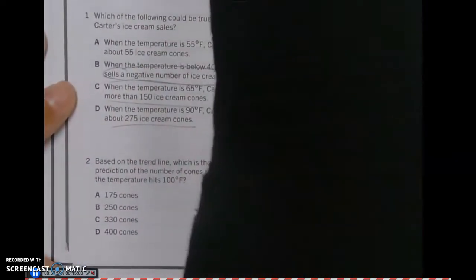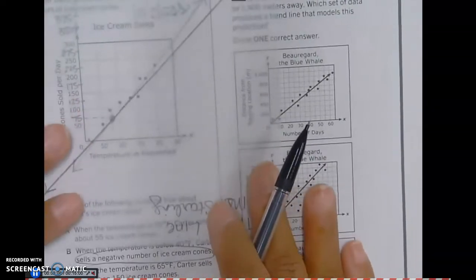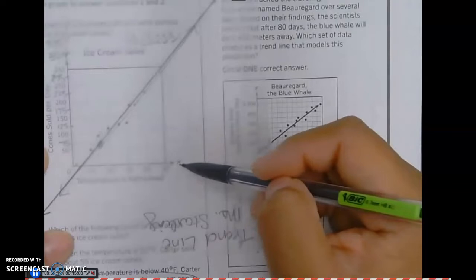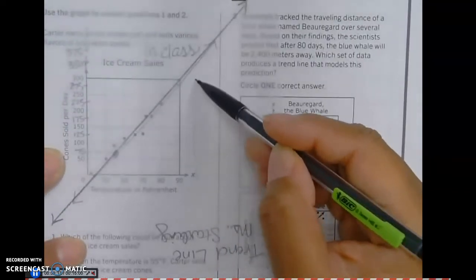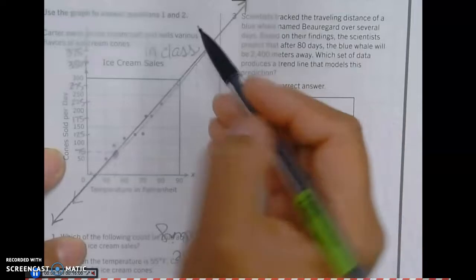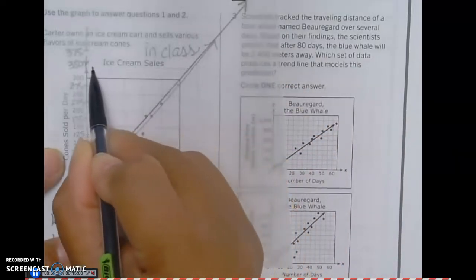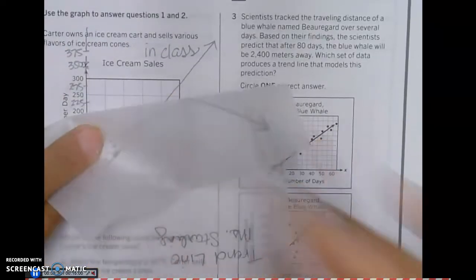Then it says number 2, based on the trend line, which is the best prediction of the number of cones sold when the temperature hits 100 degrees Fahrenheit. So again, with my line of best fit, I need to come here and estimate about where 100 would be. So I would come all the way up here, see where it meets, and then come all the way over here, see where it meets. So it would put me about right here.